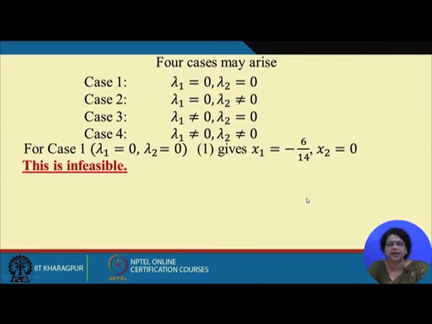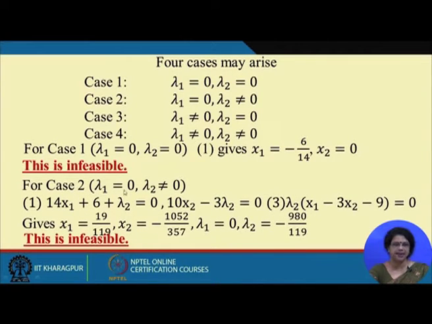But you see the feasibility, one of the feasibility conditions is that decision variables must be non-negative. That is why that feasibility condition is not being satisfied. Thus, for the case when lambda 1 equal to 0 and lambda 2 equal to 0, we are getting an infeasible solution. That is why we are not really interested to get this result as an optimal solution.